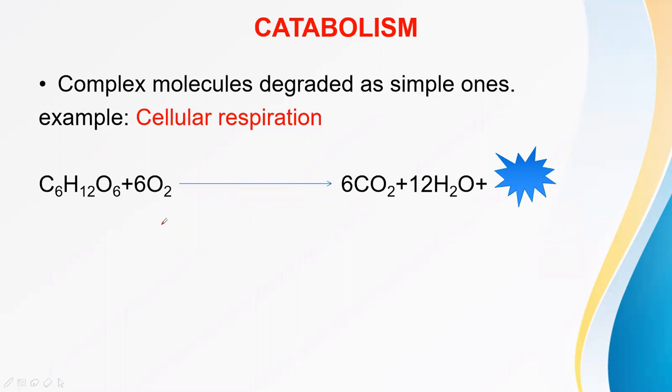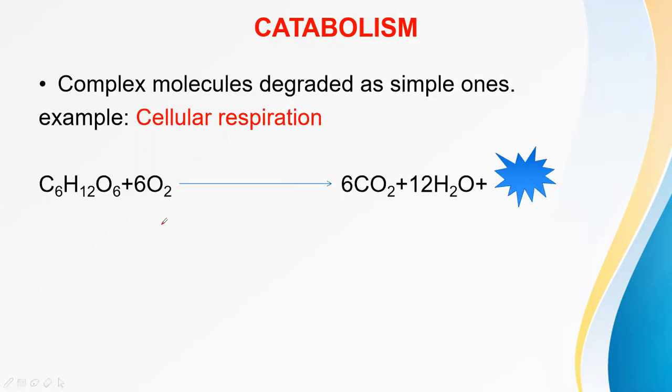Well, let's go to the second reaction, that is catabolism. In catabolic reactions, complex molecules are degraded into simple ones. It is quite the opposite of anabolism. In anabolism, simple molecules form complex molecules. Complex molecules are synthesized from simple ones. So in catabolism, complex molecules are degraded into simple ones.